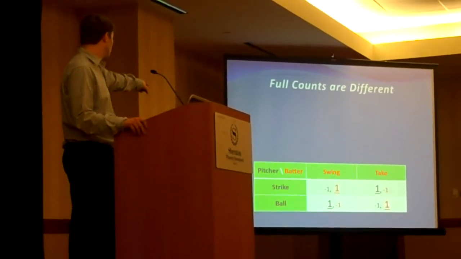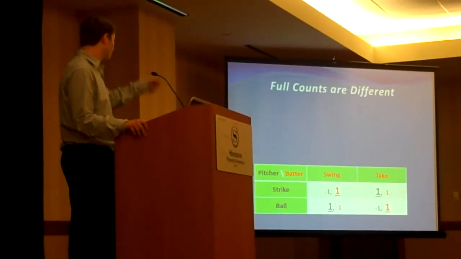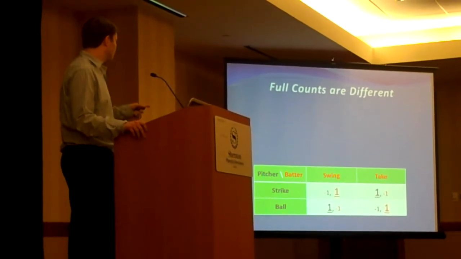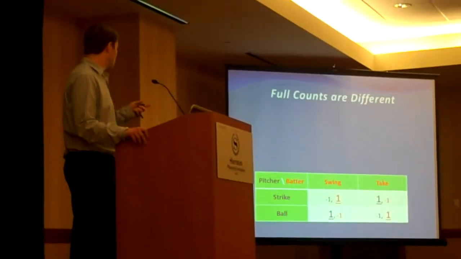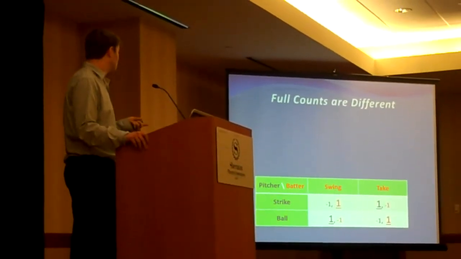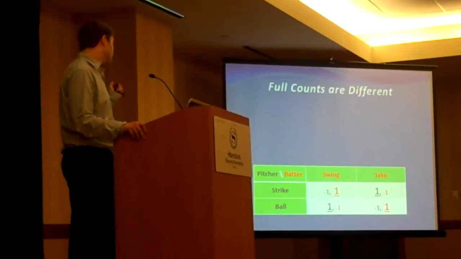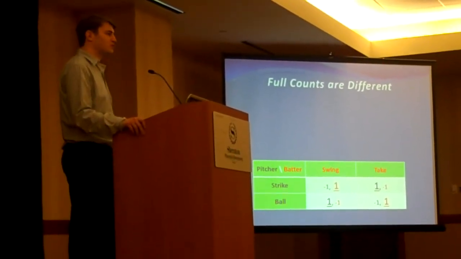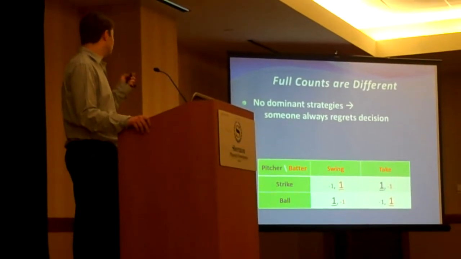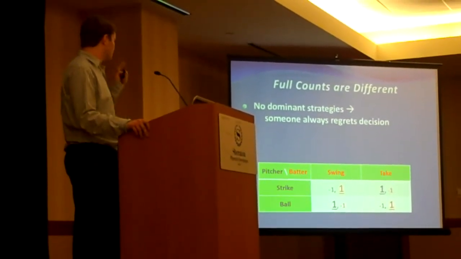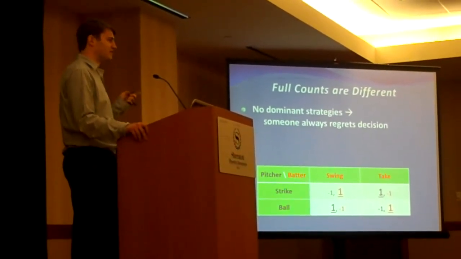I'm sorry, he wishes he threw a ball. If the pitcher is throwing a ball, the batter wishes he took. If the batter took, the pitcher obviously wishes that he threw strike 3, and obviously then the batter would wish that he swung. So there's no dominant strategies here. There's no pure strategy equilibrium here. Someone always regrets their decision.